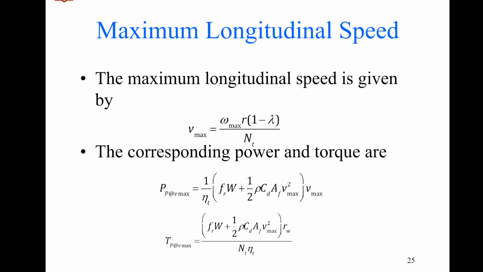So if we take the torque and corresponding power at this point, it will be given using these expressions. If you look at this power expression, the first thing we see is 1 over eta t originating from the transmission. Then in the bracket, we have Fr into W, which is the rolling resistance of the tire, where W is the weight on the tire, and half rho CD into AF into V square, which is the aerodynamic drag. This is the force multiplied by the velocity.